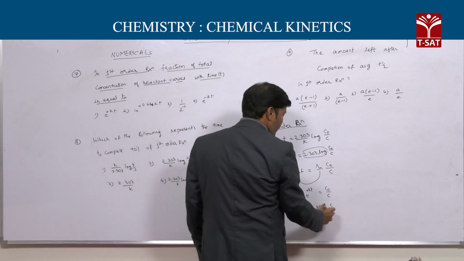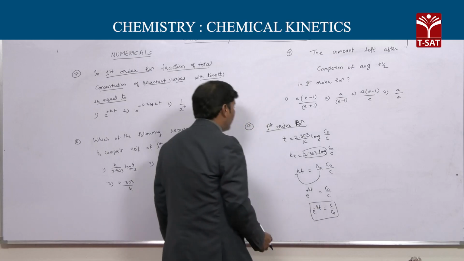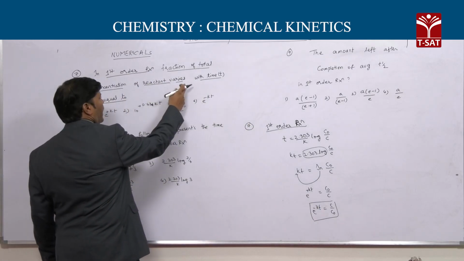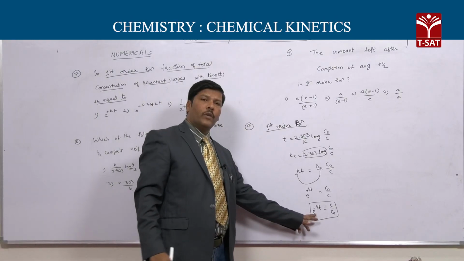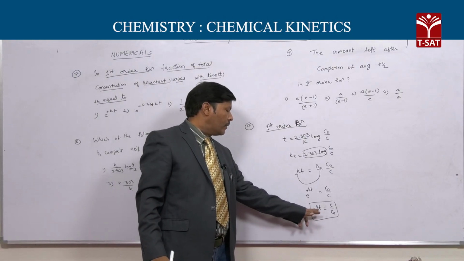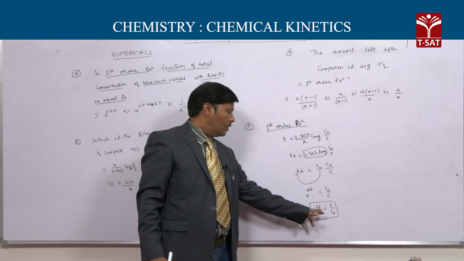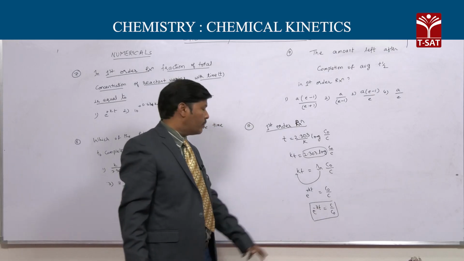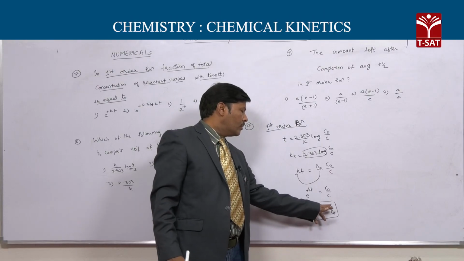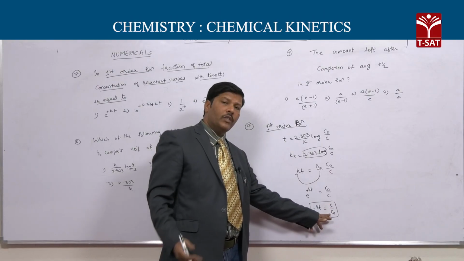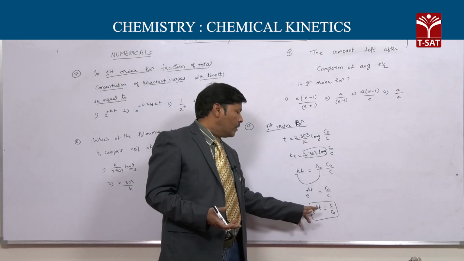So C by C0 is the fraction of the total concentration of the reactant varying with time in the first order reaction, which is equal to the exponential of the negative power of the rate constant k into time t. That is, the remaining concentration of the reactant divided by the initial total concentration, C by C0, is equal to the exponential of minus kt.